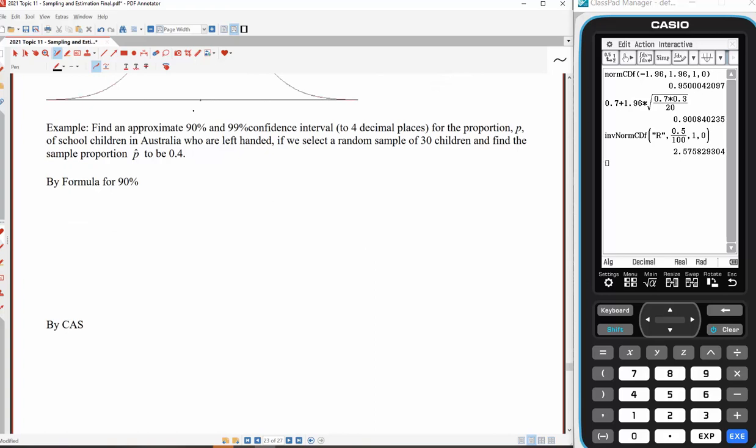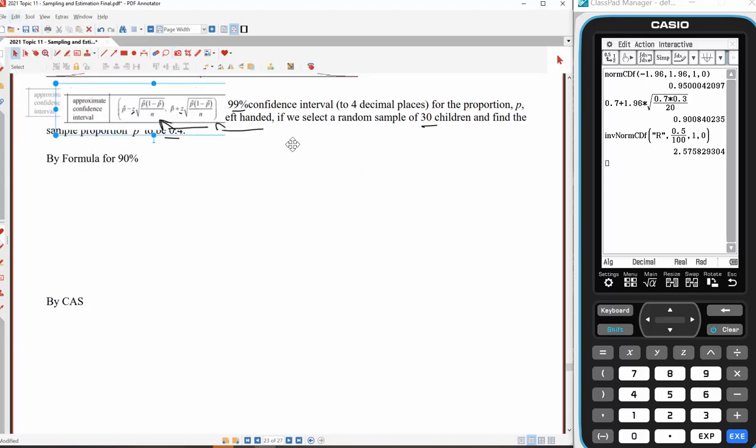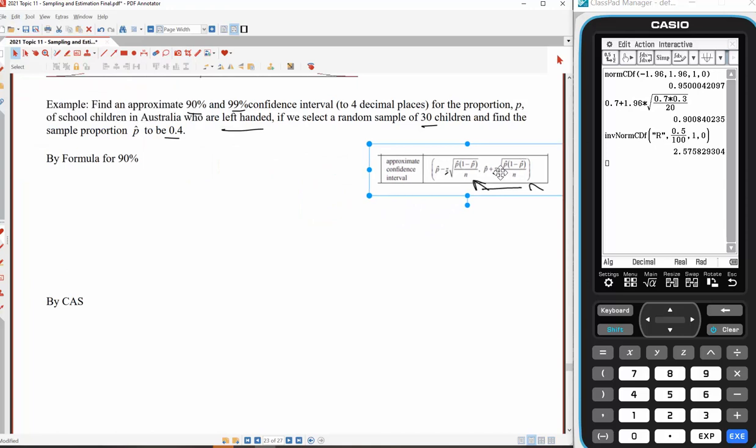All right, so find an approximate 90 and 99% confidence interval to 4 decimal places for the proportion P of school children in Australia who are left-handed if we select a random sample of 30 children and find P hat to be this. So by formula for 90%. Okay, so to get it, what we'll do is use the formula. I just went and copied that formula, so I should be able to paste it. Right, there it is. All right, so I'm not going to rewrite the formula this time.